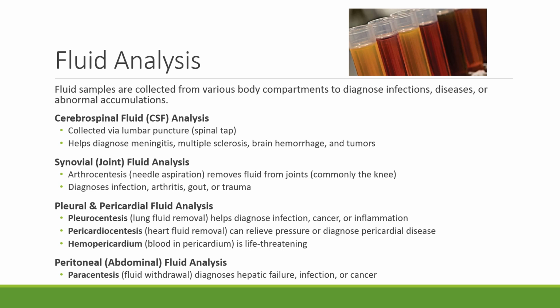Abnormal CSF findings can be cloudy, which indicates infection, yellow or pink, which indicates bilirubin or blood, such as a hemorrhage. Low glucose can indicate meningitis or cancer. High LDH can indicate meningitis. Low endorphins are linked to chronic pain.